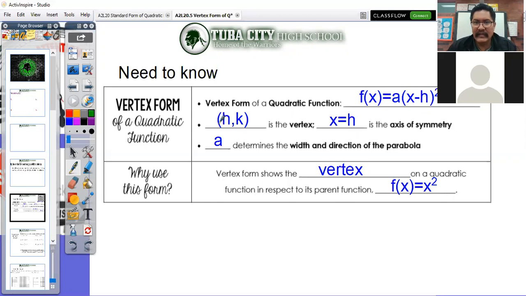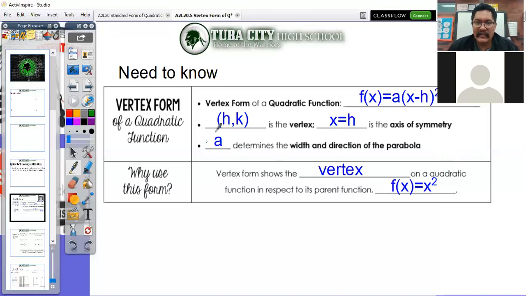So when we take the h and k, without the negative, we get the vertex. And we also have an x equals h. If you remember, this is a linear function. When a linear line does not have a y value, that means it does not touch the y-axis, so you have a line that is just straight up and down. So that's your axis of symmetry. It's going to be along that line.